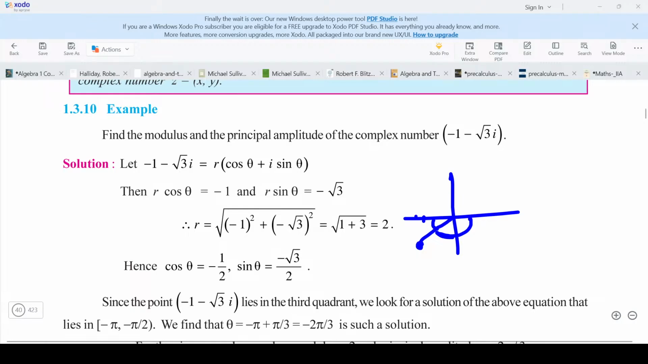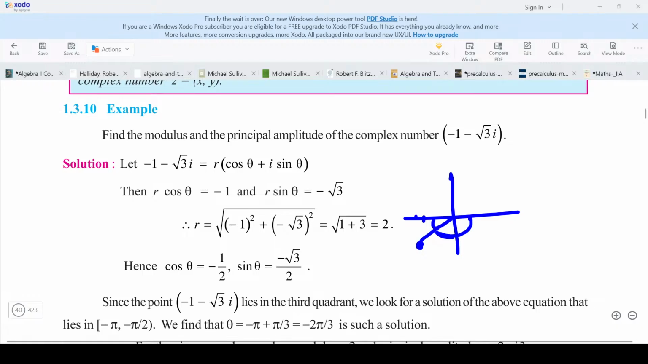So this minus 1 means r cos theta, right? And minus root 3 means r sin theta, right? And what is r? It is square root of minus 1 squared plus minus root 3 squared. Agree? Yes, sir. Okay.